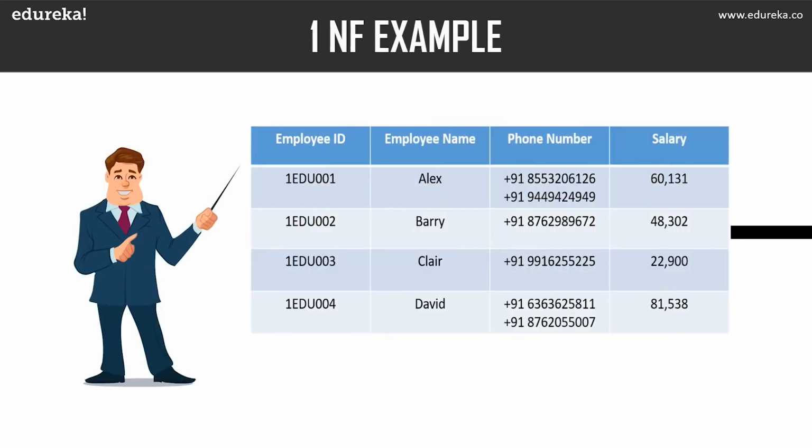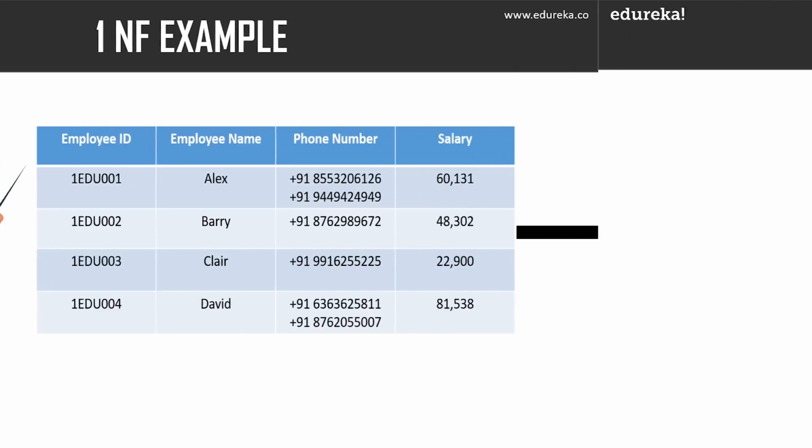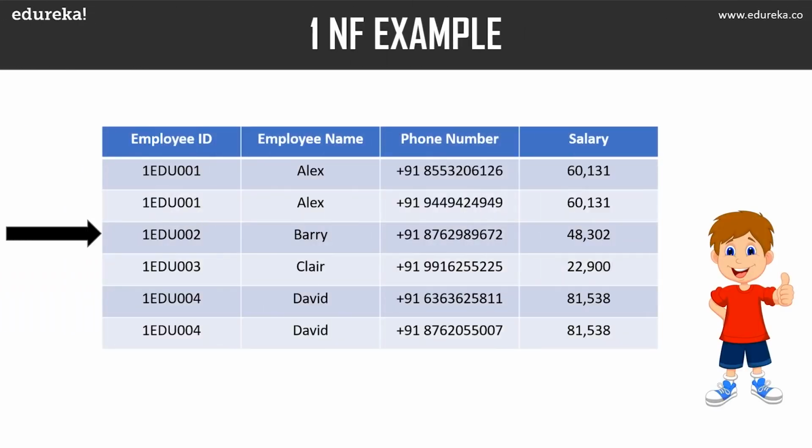In the employee table, we have employee ID, employee name, phone number, and salary as columns. We can clearly see that the phone number column has two values. Thus, it violates the first normal form. Now, if we apply the first normal form to the above table, we get the following result. In this table, each and every row is distinct. That is, no cell has multiple values. The table has achieved atomicity.